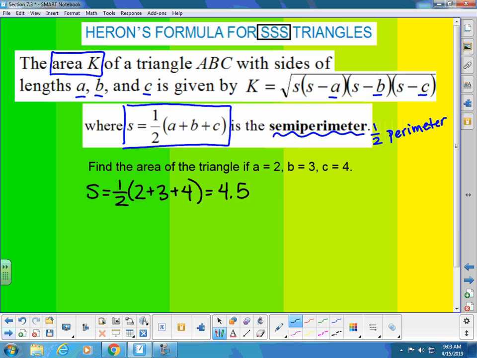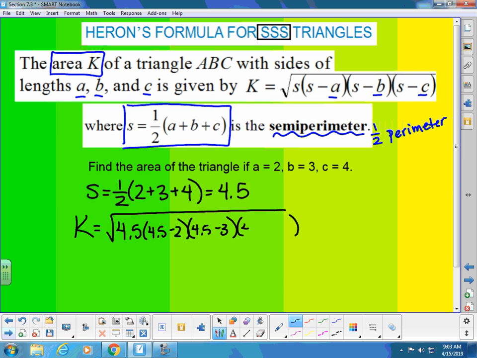Nice and pretty number. From there, setting up my Heron's formula, square root of 4.5. And then these 3 parentheses, you can do them in any order. It's just semi-perimeter minus each of the sides. So minus 2, minus 3, minus 4. And then this whole thing you can type in your calculator all in one line. And then we'll round it and label it, of course. So big square root, 4.5 times 4.5 minus 2, 4.5 minus 3, and 4.5 minus 4. 2.9, and then, there wasn't a label on our original sides here, so we'll just say units squared.